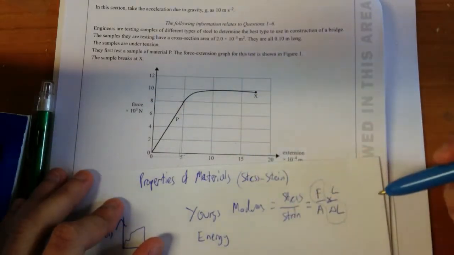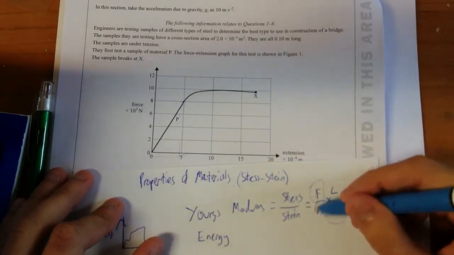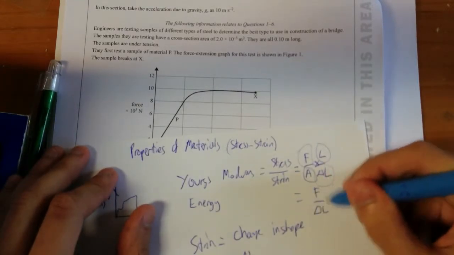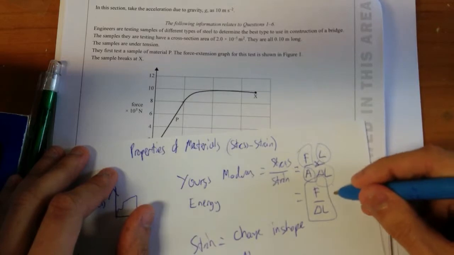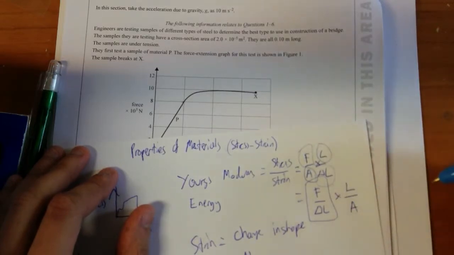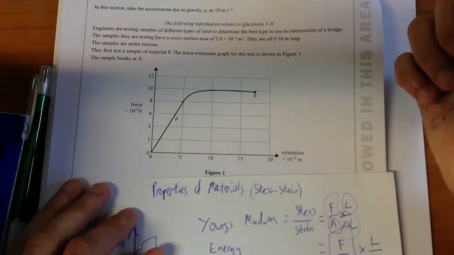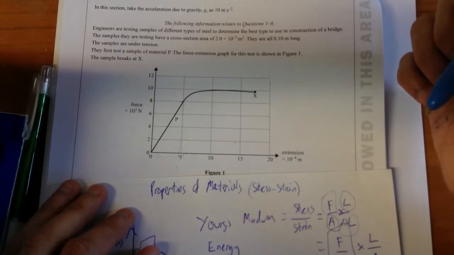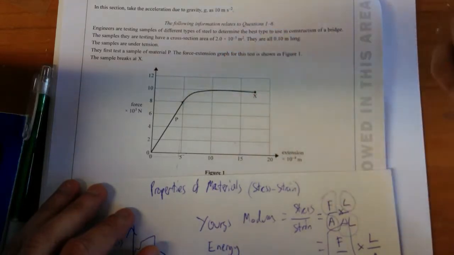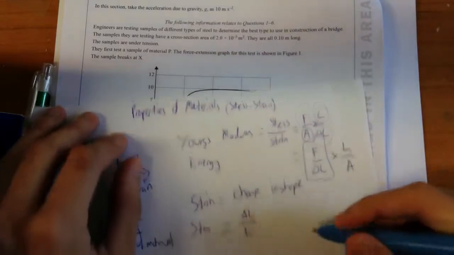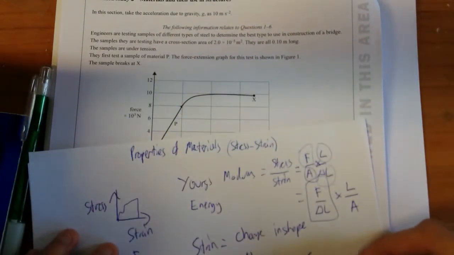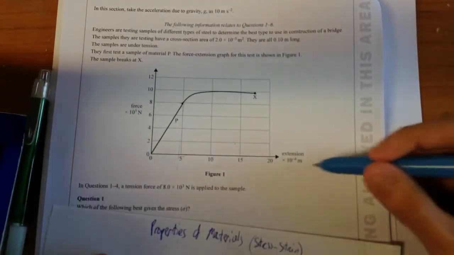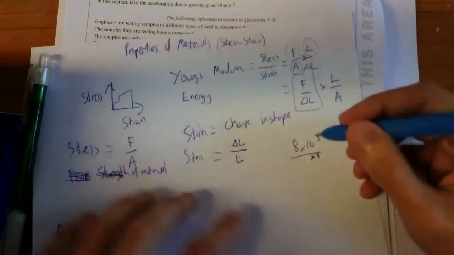So the gradient gives us force on extension. To get Young's modulus, we have to divide by area, multiply by length. So this is the gradient of the force versus extension graph, and then you multiply by length, divide by area. So how are you going to do that? We have force up to here. We know that force is 8 times 10 to the power of 3, and you divide it by the difference, which was 5 times 10 to the power of negative 4.